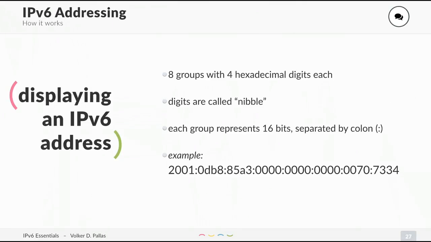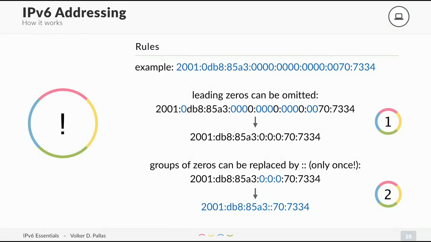There are different rules of displaying an IPv6 address. In general, we have 8 groups with 4 hexadecimal digits each. You can see the example on the bottom. One digit is called a nibble, and each group of nibbles represents 16 bits, which are separated by colon. You can see one number means 4 bits, 4 numbers is 16 bits, and one number is 1 nibble. There are different rules how to display an IPv6 address.